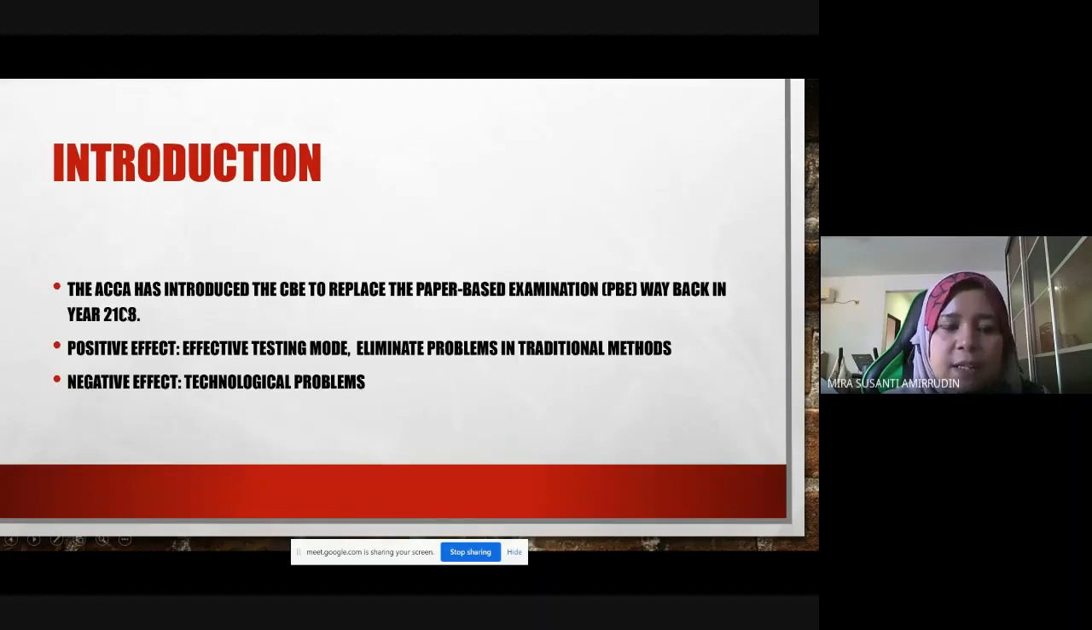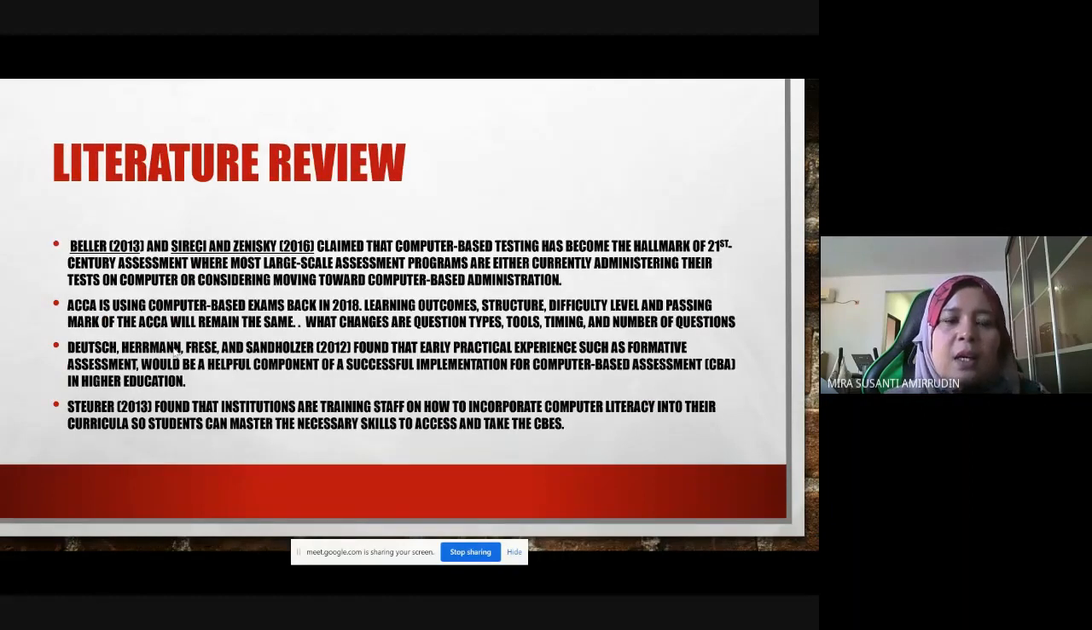So the positive effect of this computer-based exam is that it is an effective testing mode. It also eliminates some problems in the traditional method. But there are also some negative effects, for example, the technological problem. Bella and Sirichi claim that computer-based testing has become the hallmark of 21st century assessment. Most large-scale assessments are using the computer-based exam or moving towards it.